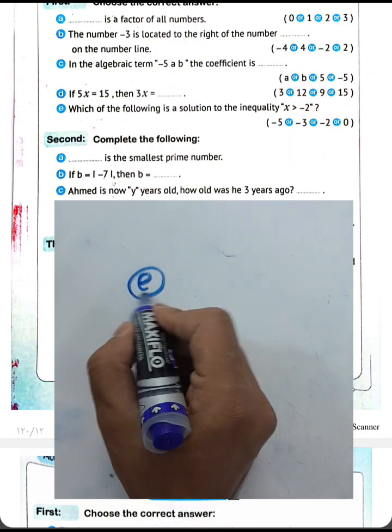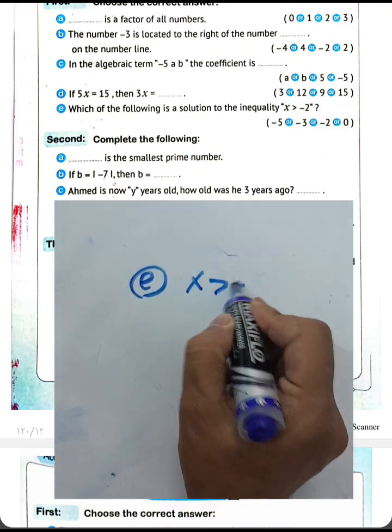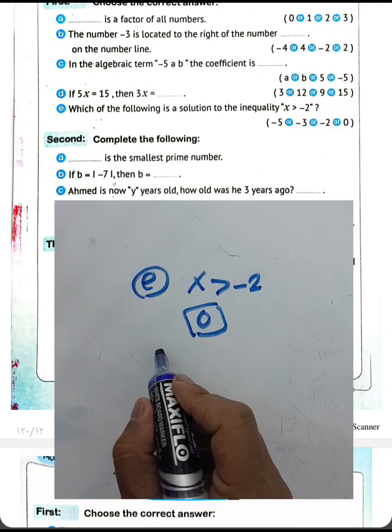Letter E. Which of the following is the solution to the inequality x greater than -2? We must choose 0. 0 is greater than -2.